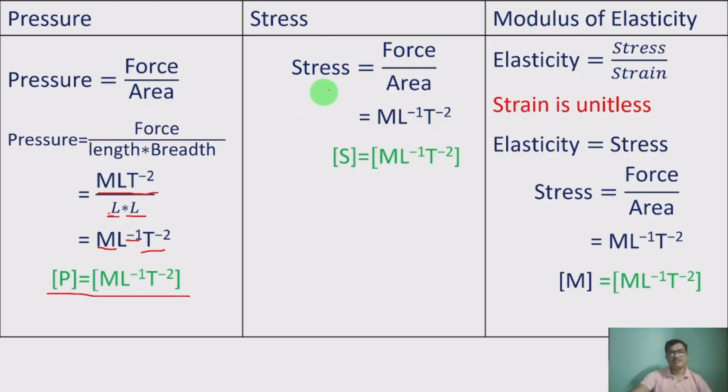Then the stress is also given by the same formula, force per area. Therefore, it will have the same dimensions, M to the power 1, L to the power minus 1, T to the power minus 2. Then the stress is equated with the dimensional formula of stress, that is within the square bracket M to the power 1, L to the power minus 1, T to the power minus 2. Here you can see this is the dimensional equation of the stress.